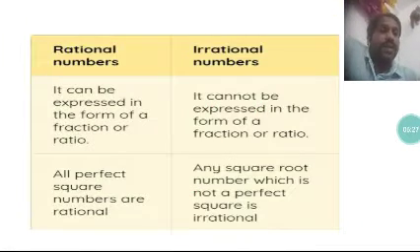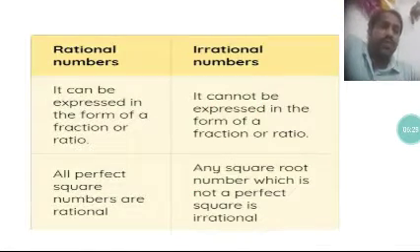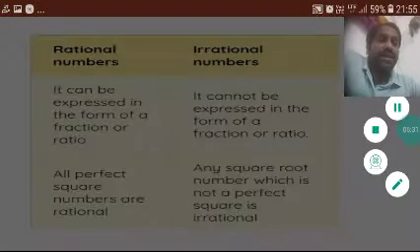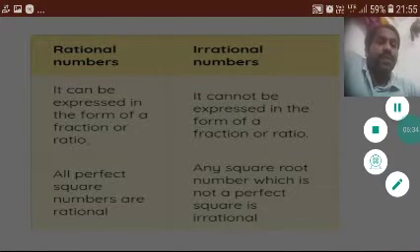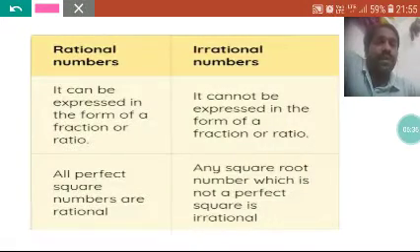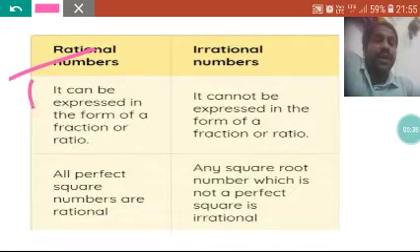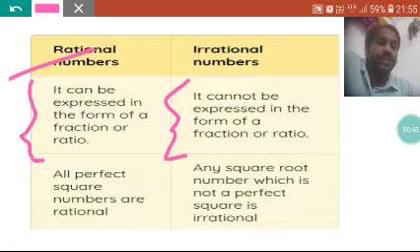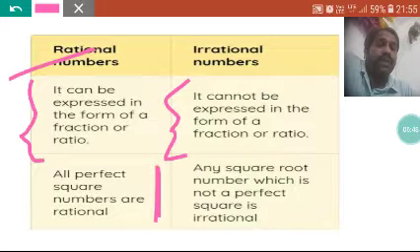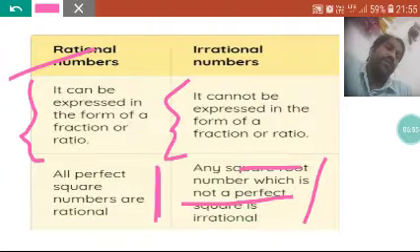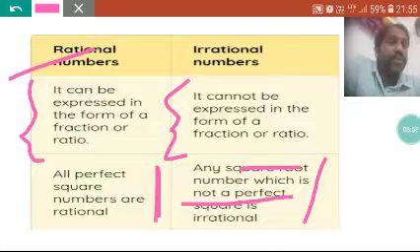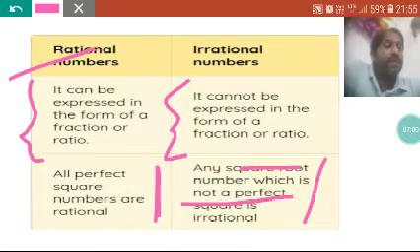Very good. Then this is one small difference. I have tried to show you the small difference between rational and irrational. Okay, what is that? See here. Rational numbers can be expressed as a fraction, but irrational numbers cannot be expressed as a fraction. All perfect squares are rational. Now, any square root which is not a perfect square is irrational. So this is how we can differentiate between rational and irrational numbers.